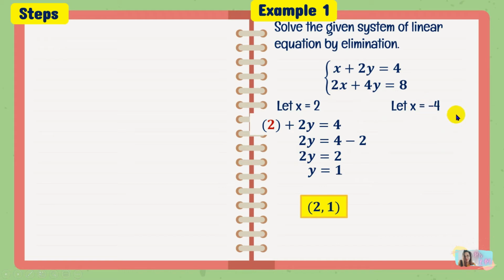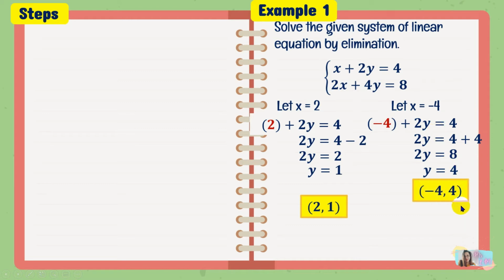Then another is negative 4. If x is negative 4, then let us substitute that on our first linear equation. We have negative 4 plus 2y is equal to 4. Additive inverse of negative 4 is positive 4. And then, 4 plus 4 is 8. Divide both sides by positive 2 para makancel natin ito. So, pag nag-divide tayo on both sides by positive 2, magiging y is equal to 4 na lang. Then, the resulting ordered pair from this solving is negative 4 and positive 4.